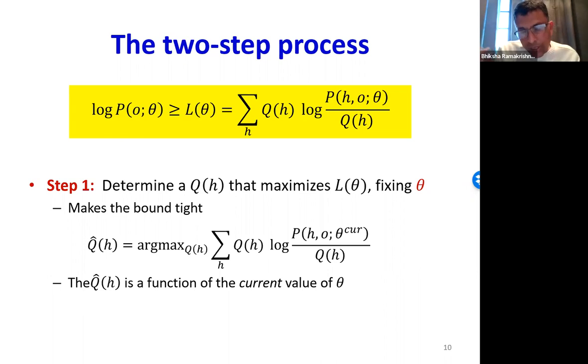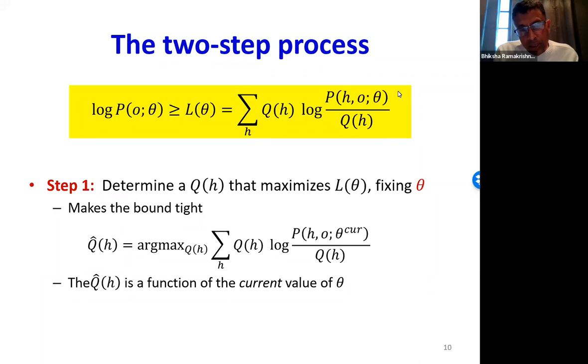Okay, so here is the two-step process that we get. In the two-step process, the lower bound is the convex combination over h of log of p of h comma o divided by q of h, right? So in the first step, I'll try to make this lower bound as tight as possible. And the way I will make it tight is that I'm going to fix theta.